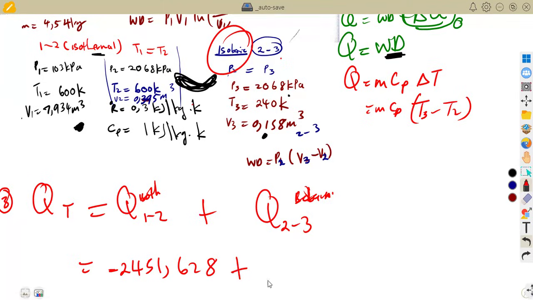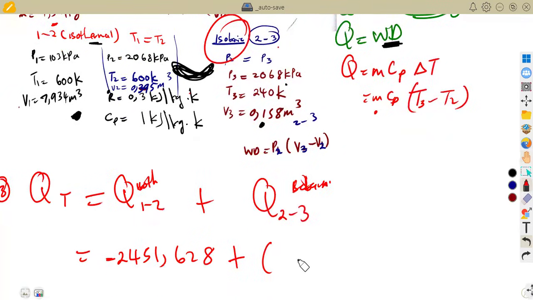So let us calculate for the isobaric between stage 2 to 3. It's going to be the mass. Remember the mass is given there, 4.54. That is 4.54 times Cp. For air, Cp is 1 kilogram times the change in temperature, T3 minus T2, 240, sorry, minus T2, not T1, but T2 for the previous stage. You subtract the previous stage. So that's it.